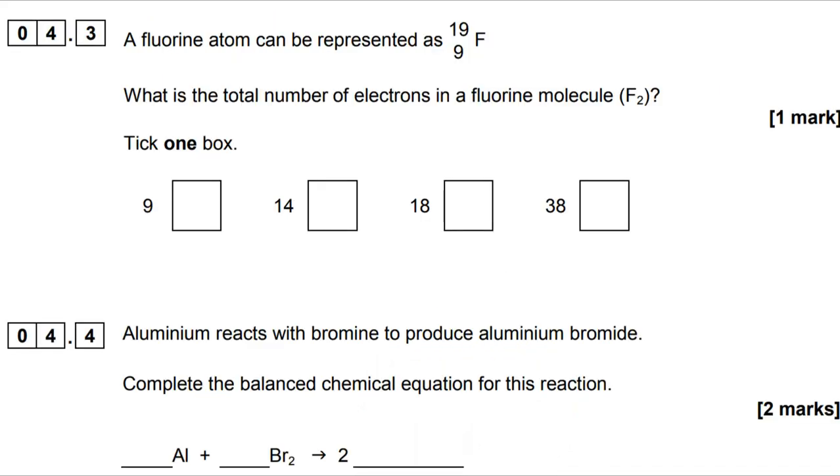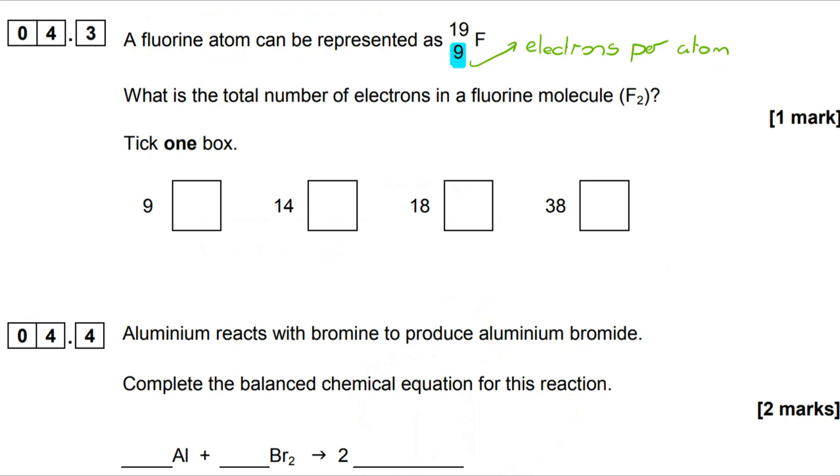Moving on to 4.3, a fluorine atom can be represented as 19,9F, where 19 is the mass number and 9 is the atomic number. What's the total number of electrons in a fluorine molecule, F2? Very easy to go wrong if you don't pay due attention to the question here.